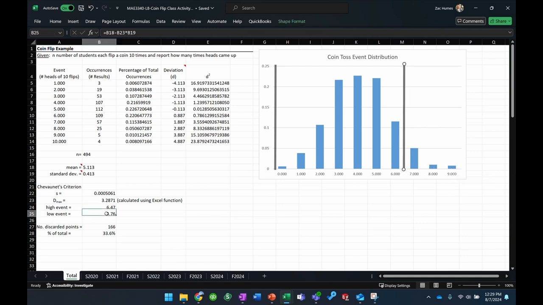And on the low side, we're doing the exact same thing, but we're doing minus. So we take our mean and we're subtracting off our standard deviation times our Dmax. And so the value of that is 3.76. So let's go over here to 3.76, which is probably somewhere in here. So now anything below this is going to be an outlier according to Chauvenet's criteria. So it does look like it's a little bit imbalanced.